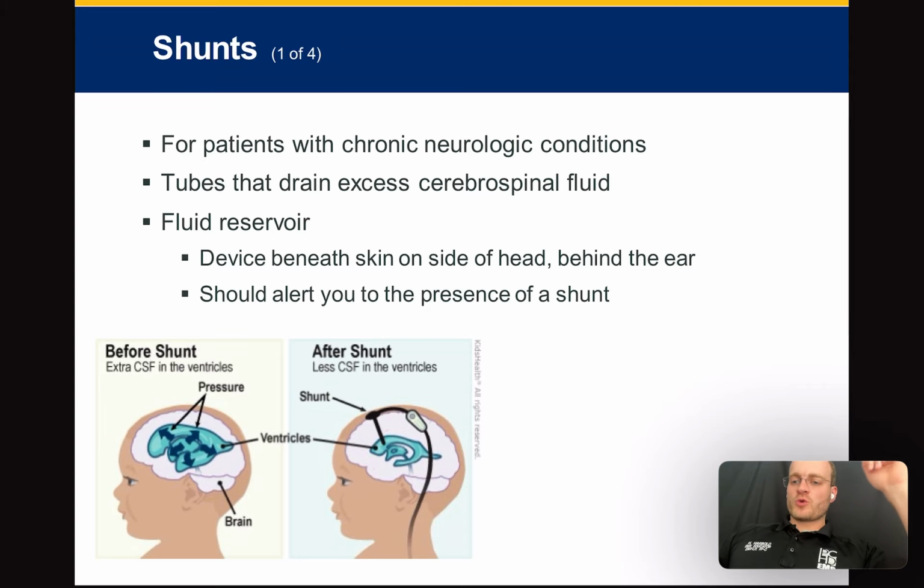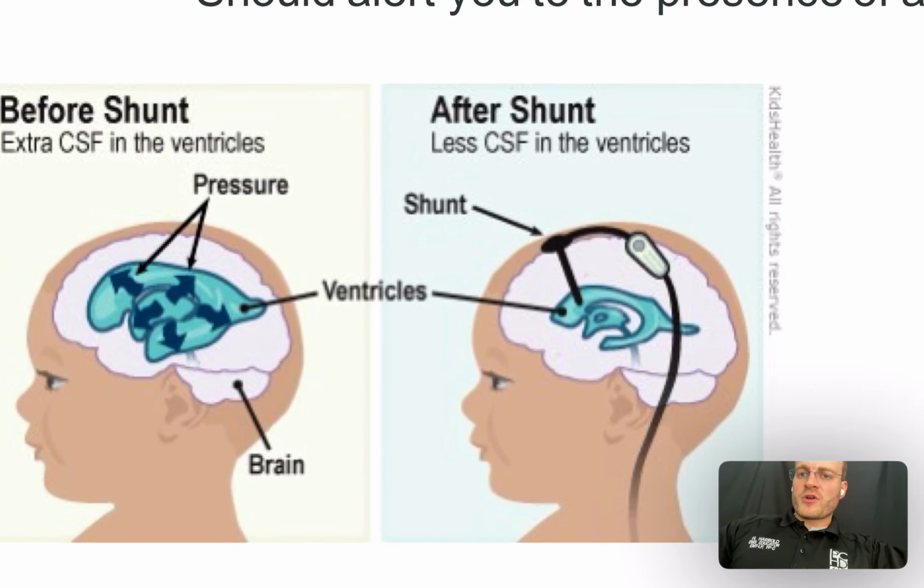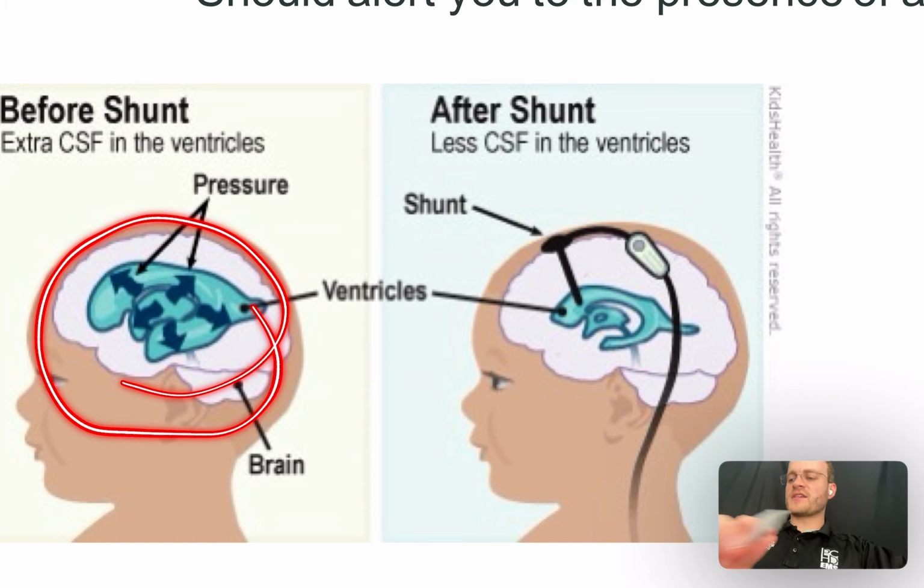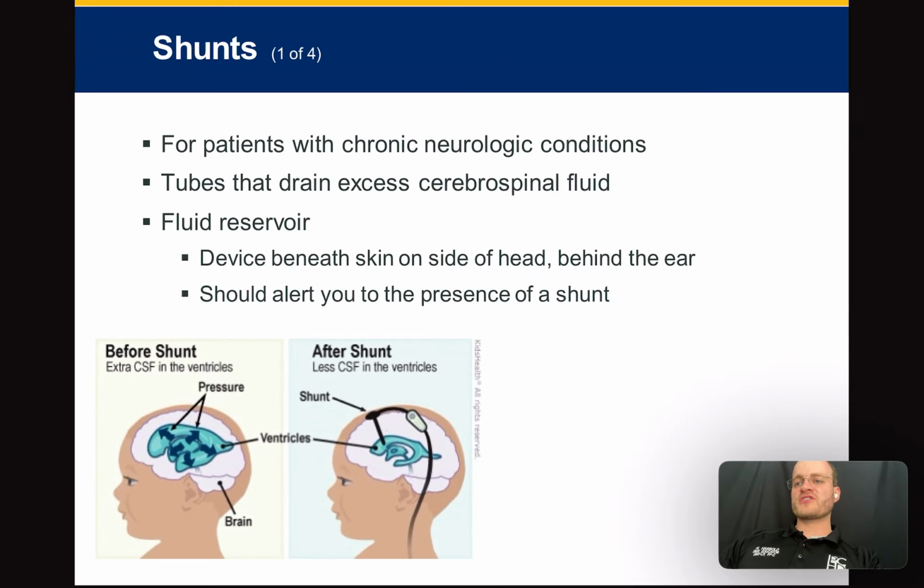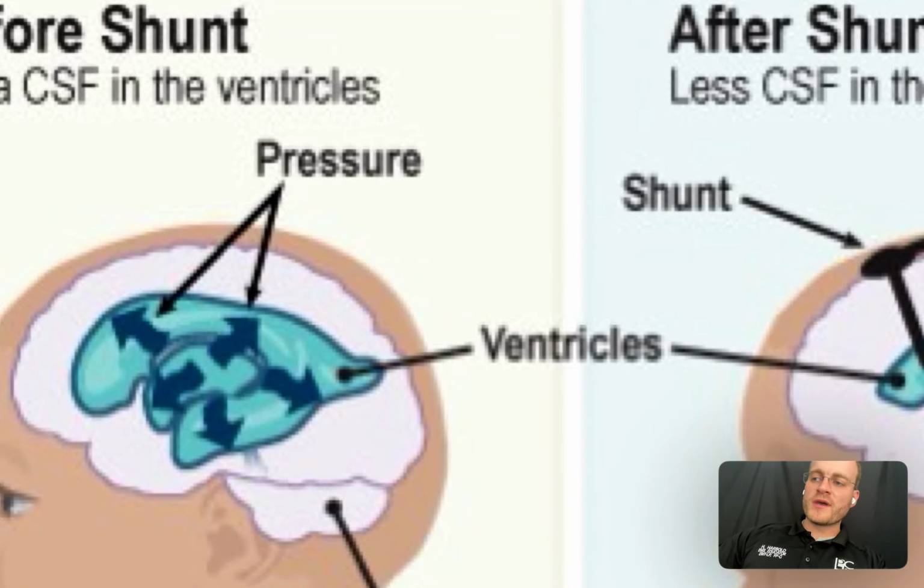Okay, shunts, I've covered this briefly, but remember, this is what's normal. There's normally these ventricles in your brain, right? And these are fluid-filled spaces with cerebral spinal fluid in the brain. This is their normal size. In hydrocephalus or in certain disorders, these pockets can swell really, really large. And a general pathophysiology of the brain is if the brain gets pushed on, it's not going to work well.